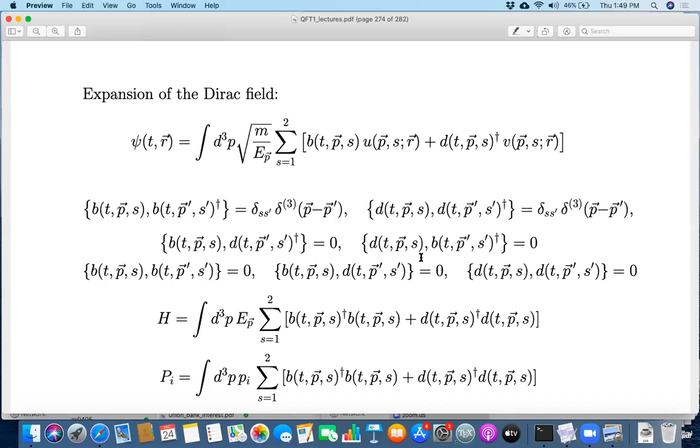But as I said, this is part of a more general result, which is called the spin statistics theorem, which correlates the spin of a particle to what statistics you can put.